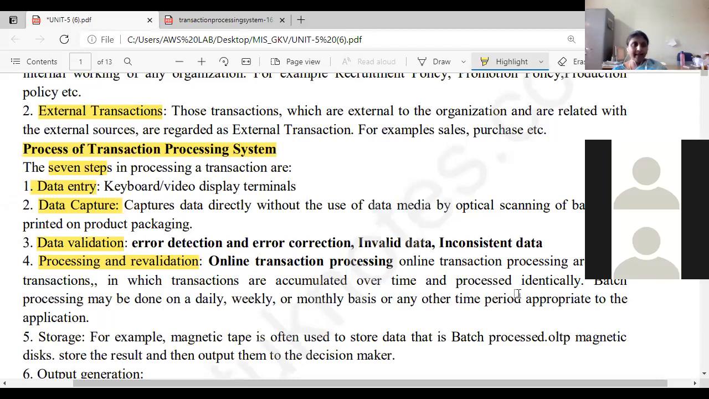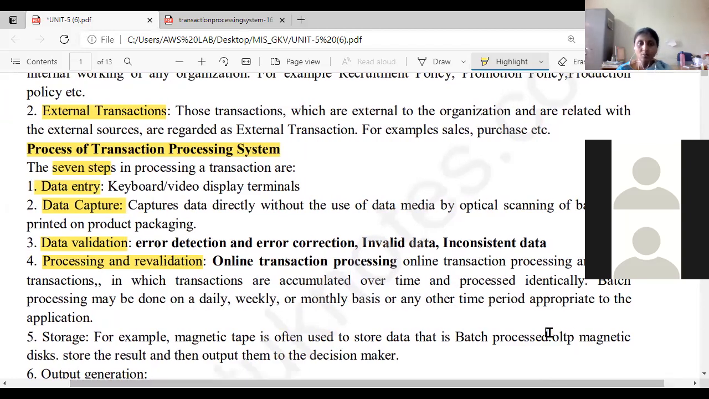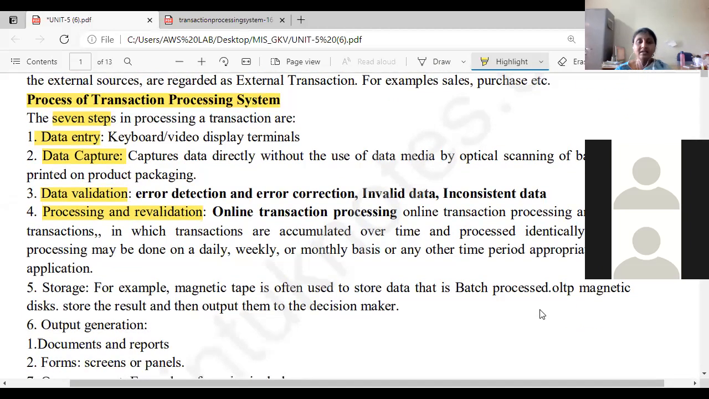Suppose you take the batch processing type, that means updating the checks in the banks. This is the batch processing system. So similar types of details are going to be updated. Batch processing may be done on a daily, weekly, monthly or any other time period, whichever is appropriate to that application. So what type of application, or what transactions, do they want to perform batch-wise? That type of processing is called batch processing.